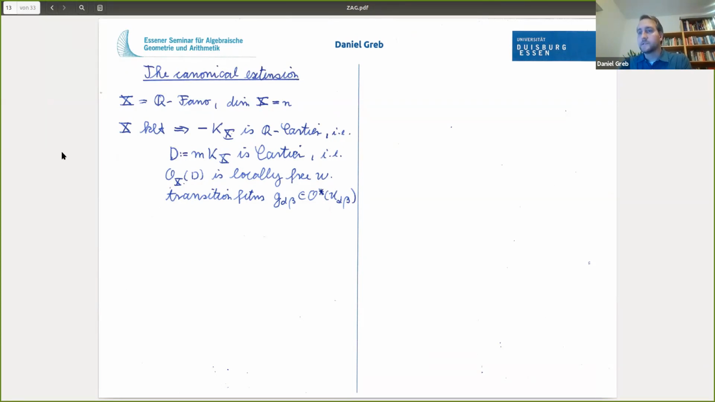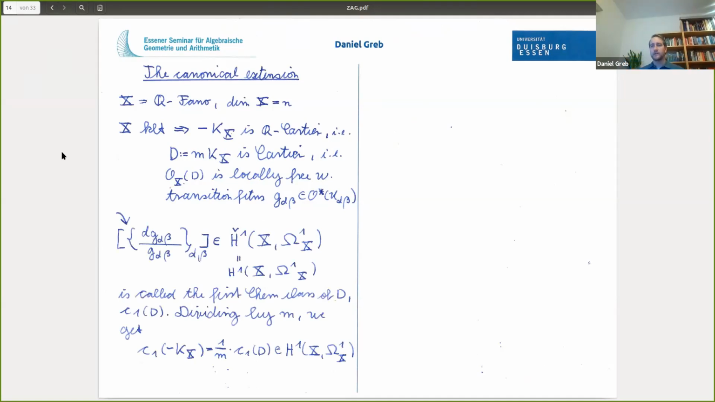And so using these transition functions, I'm now going to define a first Chern class on this singular space in the following cohomology group. I can take these transition functions, which are nowhere vanishing, and then do a d log of them. This means I do d of g alpha beta, and I divide by g alpha beta. And this is a Čech cocycle on the covering U, and then this gives me a cohomology class in H1(X, Omega^1 of X), and I call this the first Chern class of D.